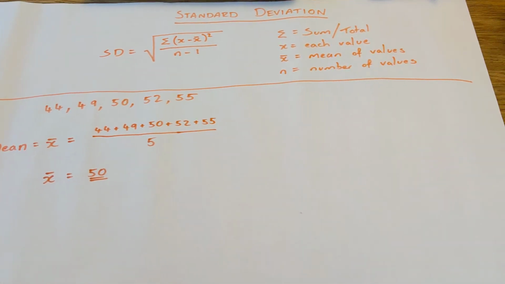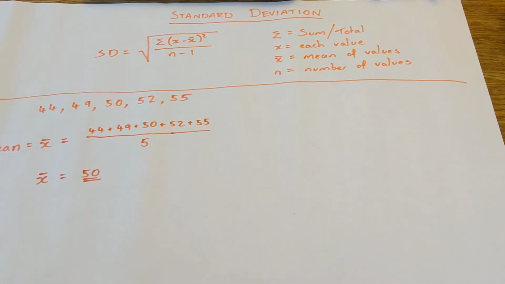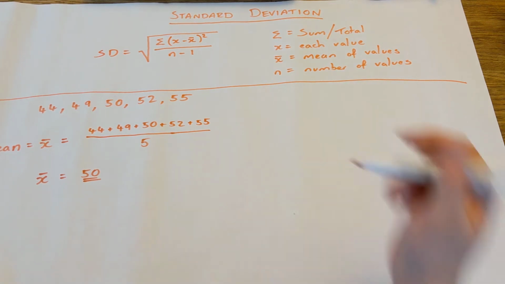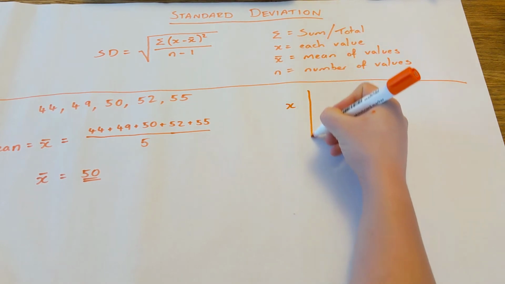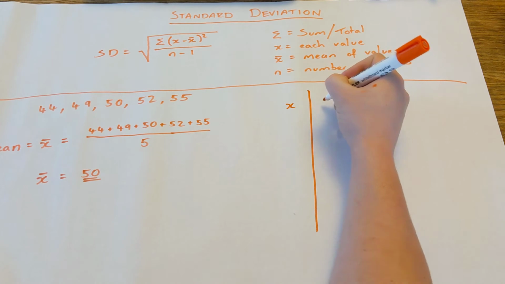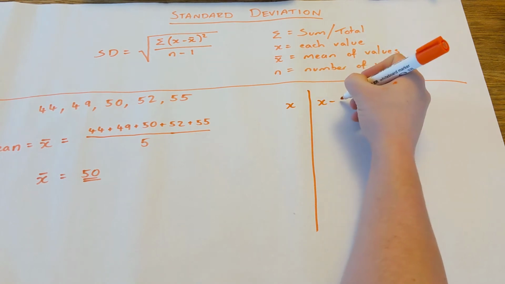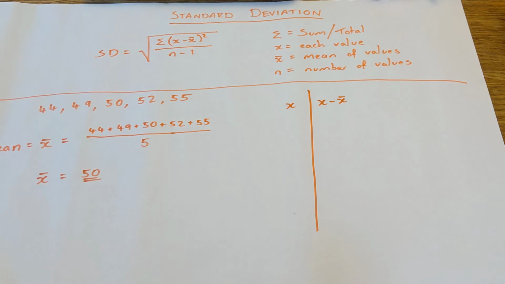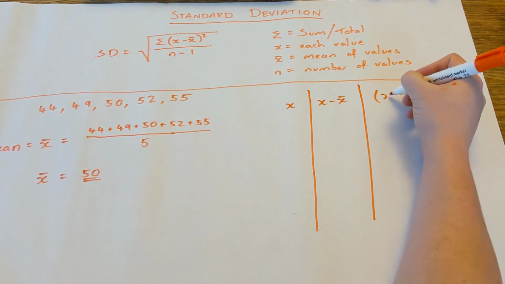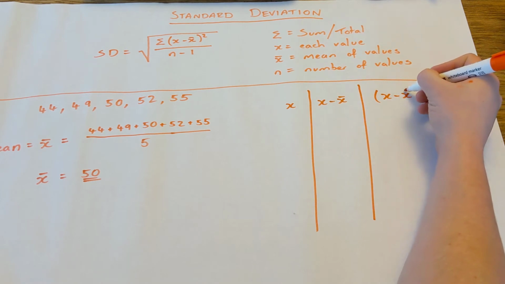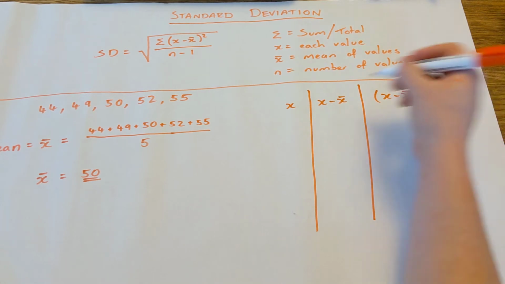That's 50. Okay. Now, the next step is to make yourselves a table, and this will make doing the rest of these bits much easier. So the first thing we do, we'll make this table, and it's going to have x in it, and then the next bit of your table is going to be x take away the mean. And then the last bit in your table is going to be x take away the mean, squared.